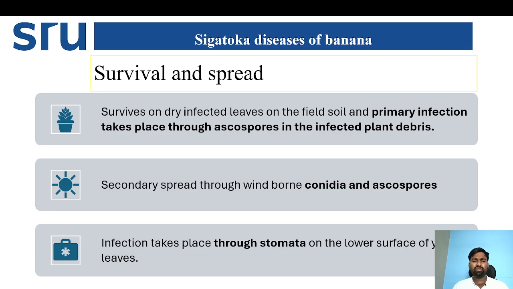Coming to survival and spread of the Sigatoka pathogen. It survives in dry infected leaves in the field soil, and primary infection always takes place through ascospores present in the infected plant debris. Secondary spread is through wind-borne conidia and ascospores. Infection takes place through stomata on the lower surface of the leaves.